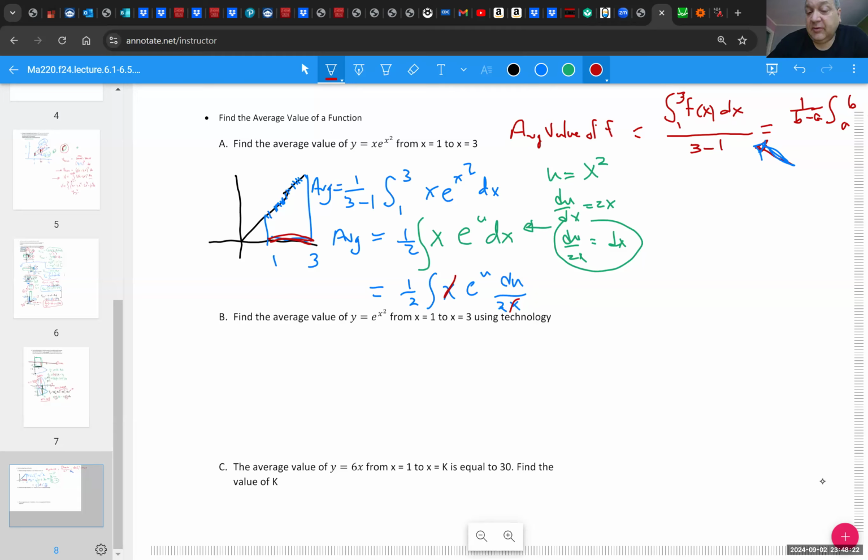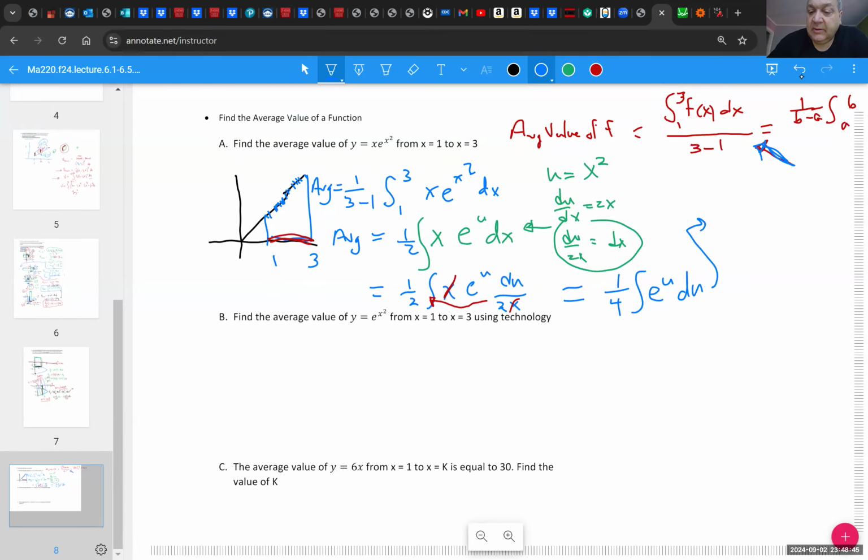And we also have a number 2, which can join the number on the outside, the 1/2 over there. So combining those numbers together and dividing out the x's, we end up with 1 over 4. 2 times 2 in the denominator is 4. Integral of e to the u du. And as I mentioned before, we do know how to antidifferentiate e to the u.